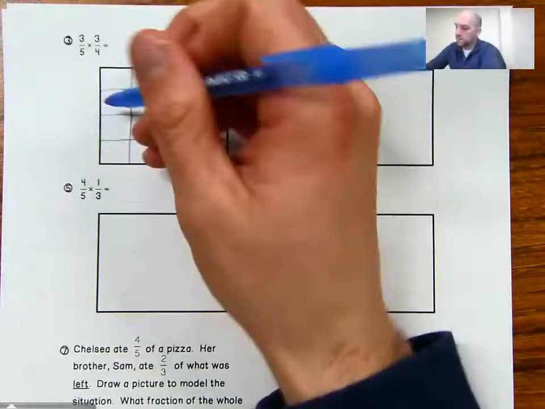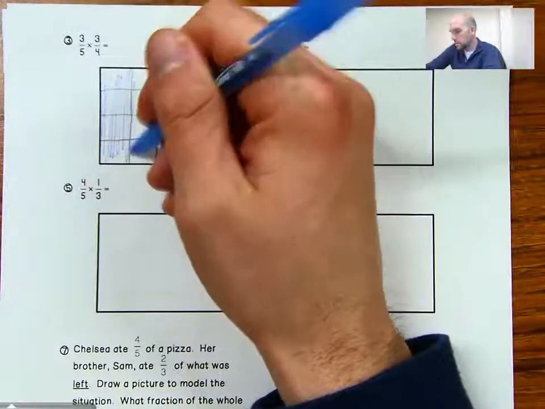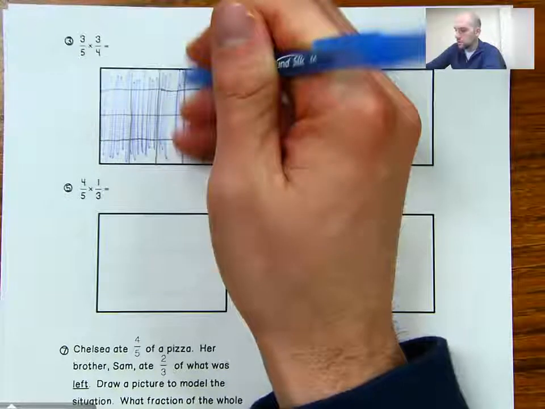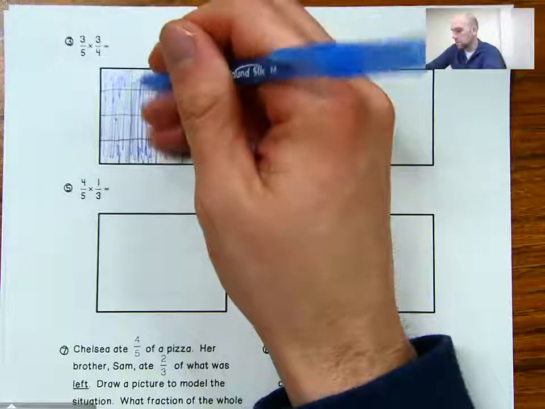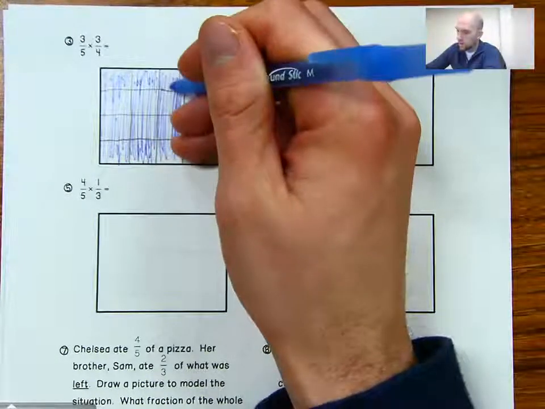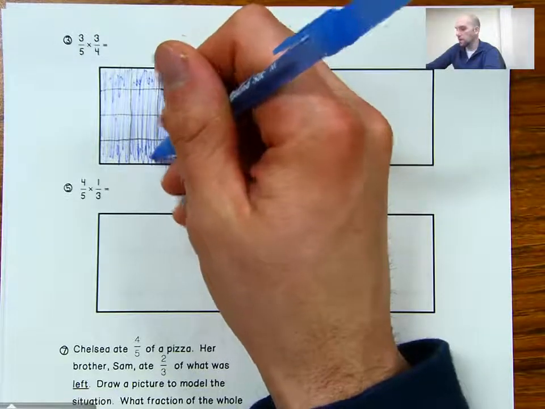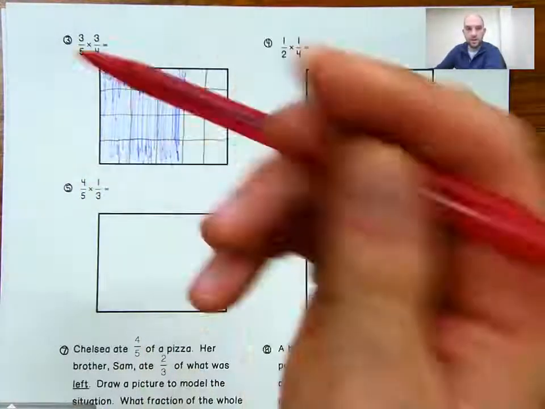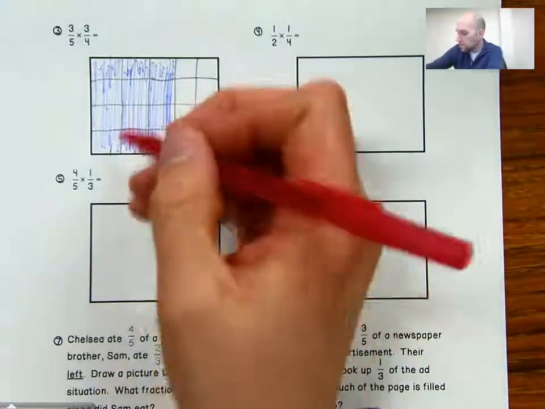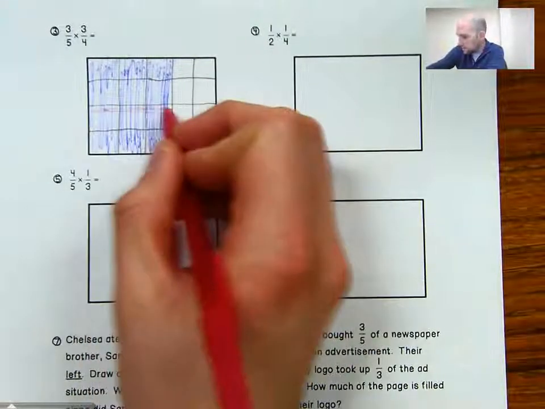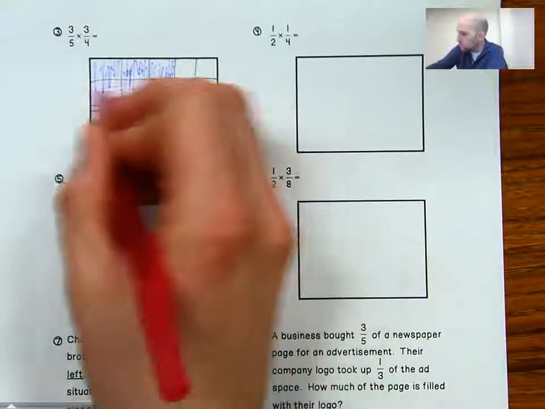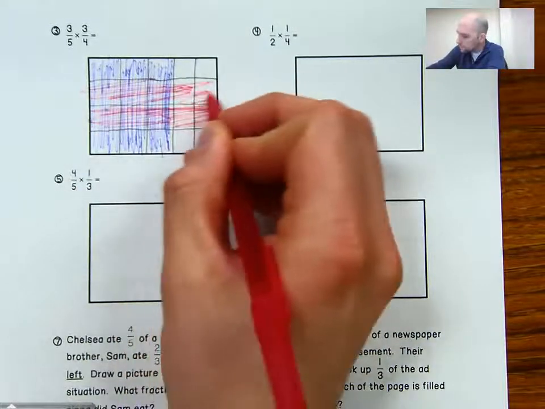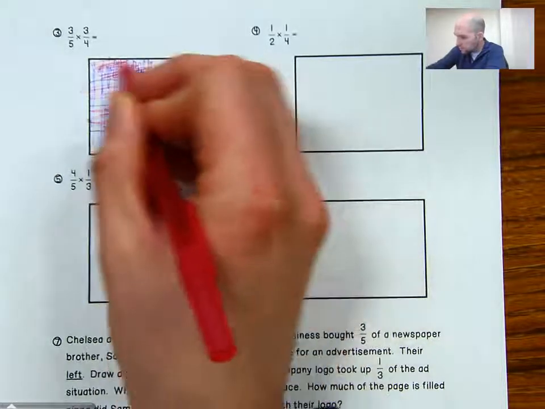Alright, so we have to shade 3 of them vertically. 1, 2, 3 columns. Shaded blue. And it doesn't matter which one you shade blue and which one you shade red, you can choose. I'm just staying consistent with the way that I do it to make it easy to see. And then we're going to shade 3/4 here horizontally. So I shade 3 of those rows red.